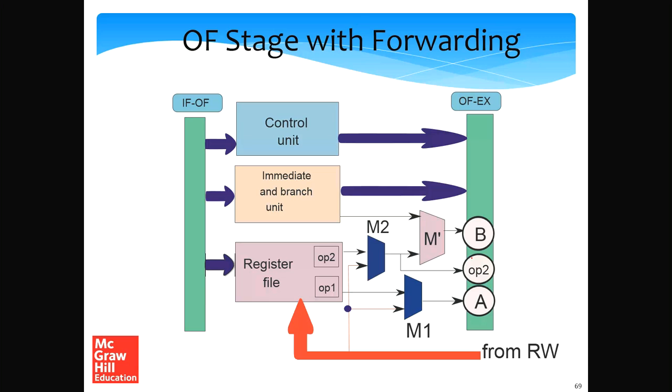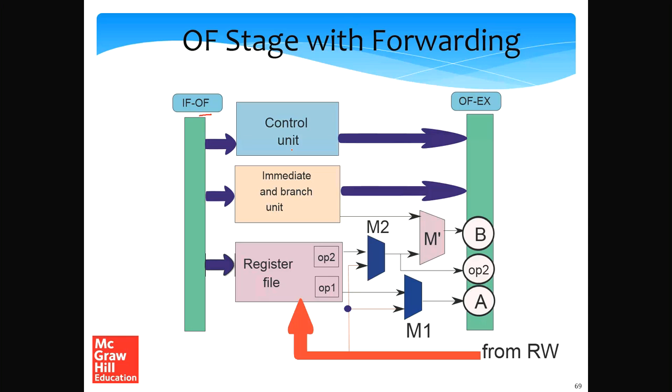Now, let's take a look at the OF stage with forwarding. There is only one forwarding path coming into the OF stage, and this is coming from the RW stage. Let's first consider the units of the OF stage. The inputs come from the IFOF register, they are processed by the functional units inside the OF stage, and the outputs go to the OFEX register.